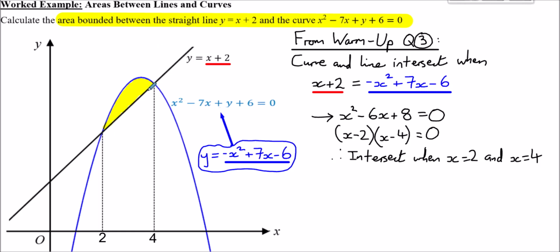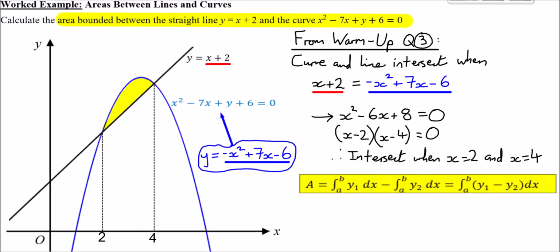But just go back a moment to what we talked about previously when we're integrating between a curve and a line. We had this here, didn't we? So we can integrate between b and a, where b is 4 and a is 2. We worked that out. y1 is like the higher curve or higher line, if you like, and y2 is the lower one. So our y1, our curve, as it were, is this one here, and y2, the second function, is x plus 2.